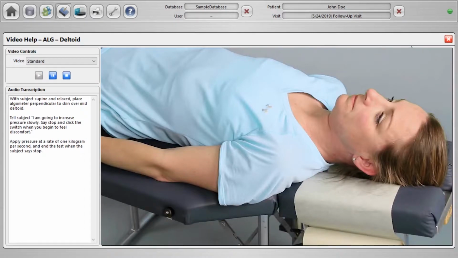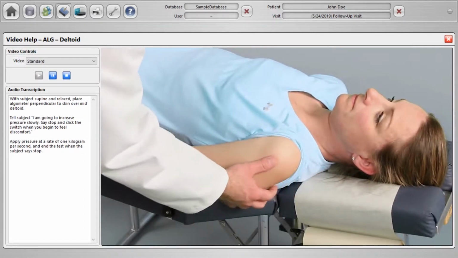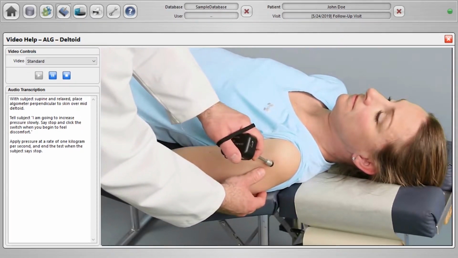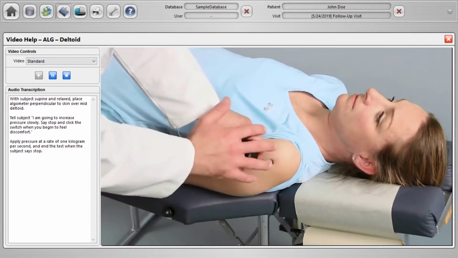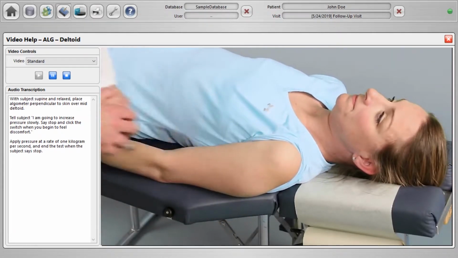With subject supine and relaxed, place algometer perpendicular to skin over mid-deltoid. Tell subject, I am going to increase pressure slowly. Say stop and click the switch when you begin to feel discomfort. Apply pressure at a rate of 1 kilogram per second and end the test when the subject says stop.